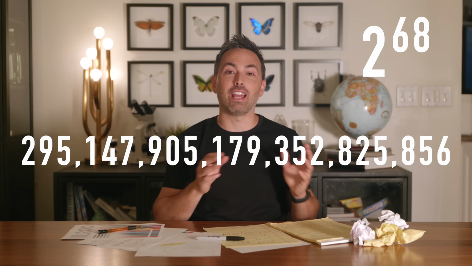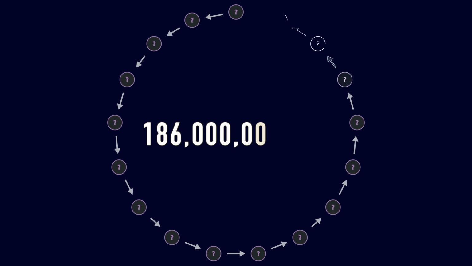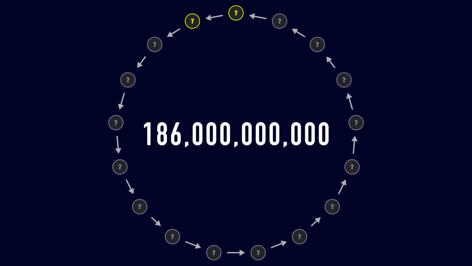In fact, given this information, mathematicians calculate that any loop other than 4, 2, 1 must be at least 186 billion numbers long. So it seems pretty likely that the conjecture is true, but this doesn't prove it.